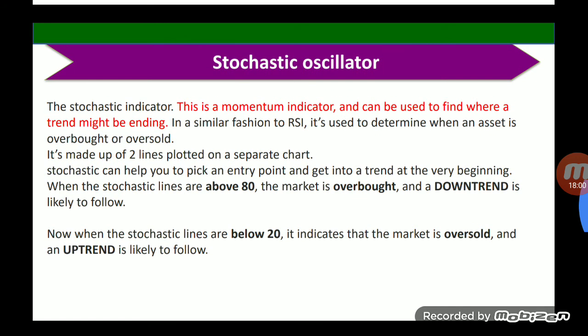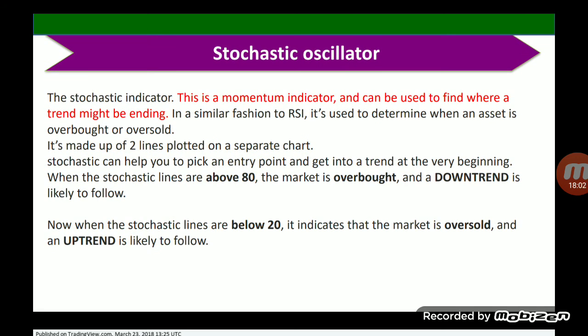Next indicator is stochastic oscillator. The stochastic indicator is a momentum indicator and can be used to find where a trend might be ending. So it is like RSI. It is used to determine when an asset is overbought or oversold. It's made up of two lines plotted on a separate chart. So stochastic can help you to pick an entry point and get into a trend at the very beginning.